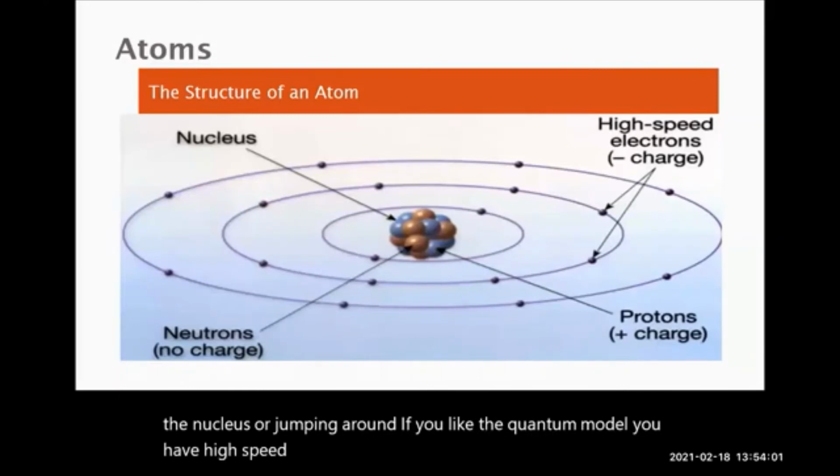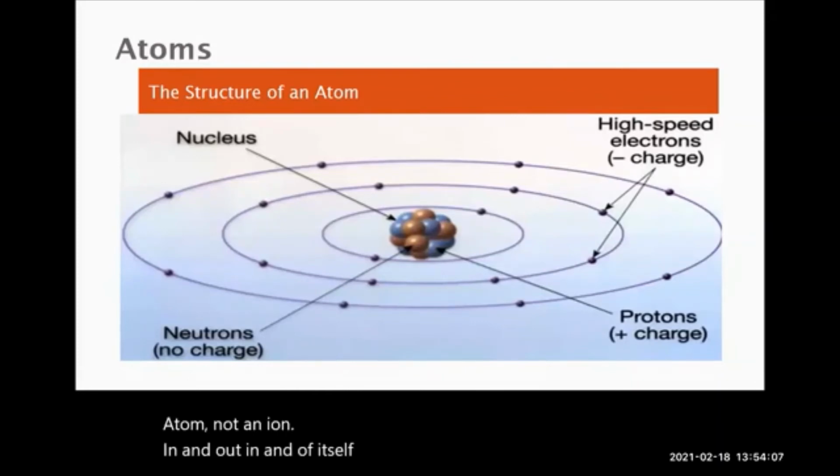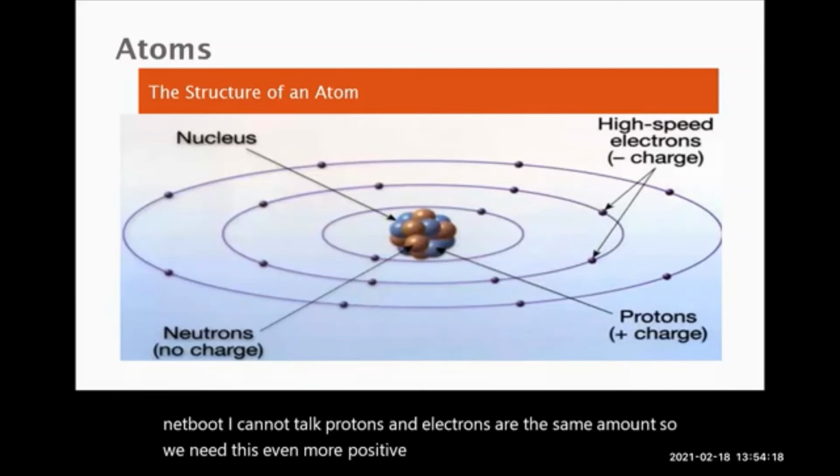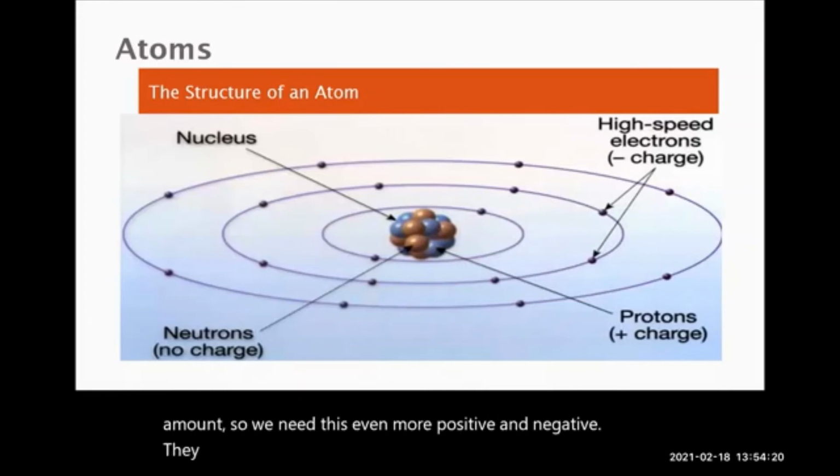Electrons are negatively charged. In an atom, not an ion, in an atom in and of itself, there's the same amount of protons as there are electrons. Protons and electrons are the same amount. So when you have the same amount of positive and negative, they cancel out. So the charge of an atom is always neutral or no charge.